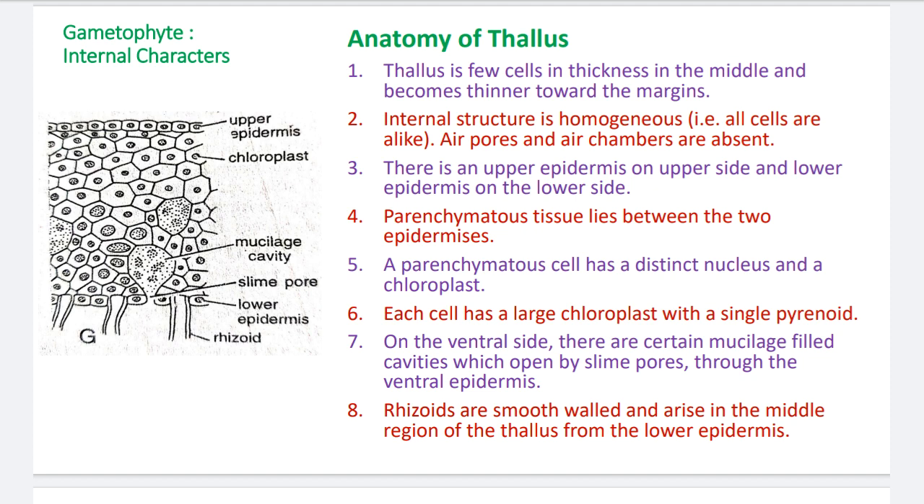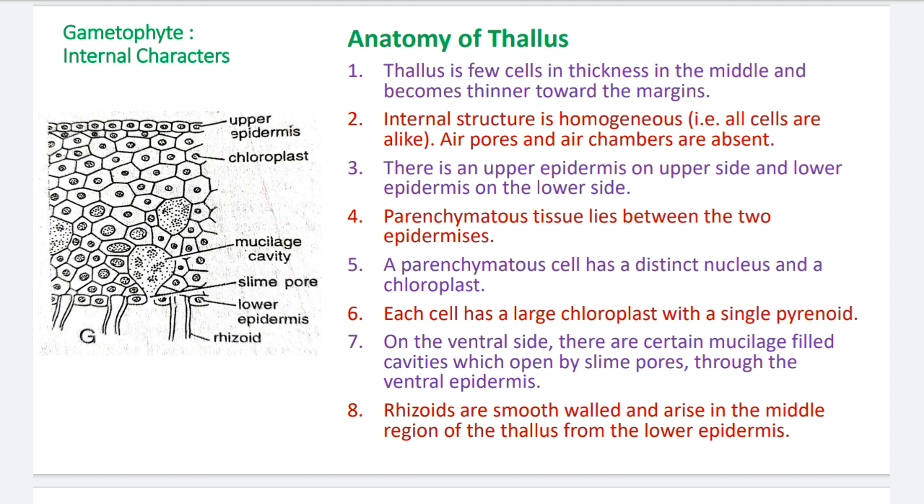Number 5. Parenchymatous cells have a distinct nucleus and a chloroplast, each parenchymatous cell having a distinct nucleus and chloroplasts. Number 6. Each cell has a large chloroplast with a single pyrenoid. Along with the chloroplast, pyrenoids are also present, and these pyrenoids are starch synthesizing bodies.